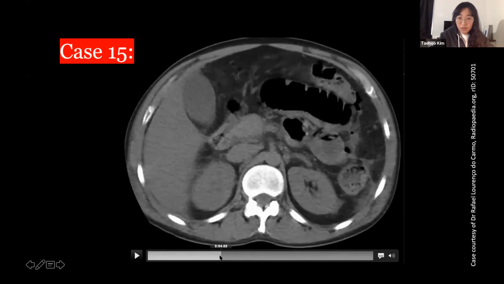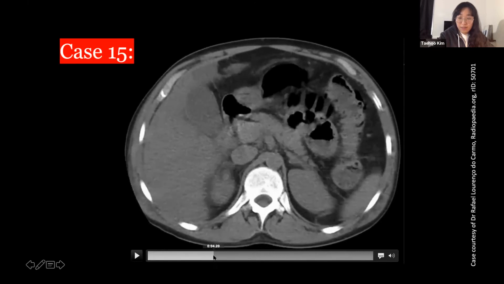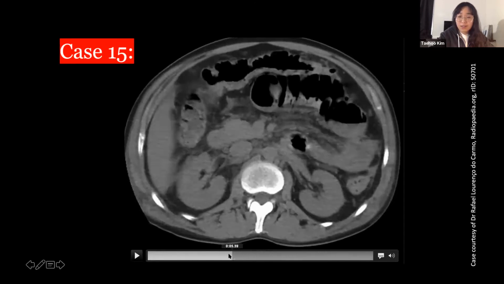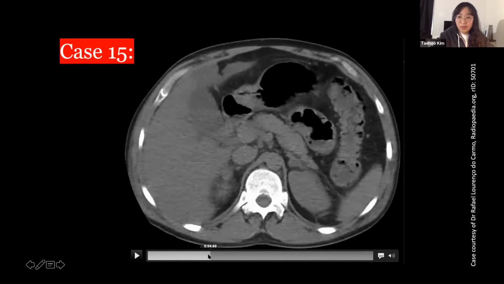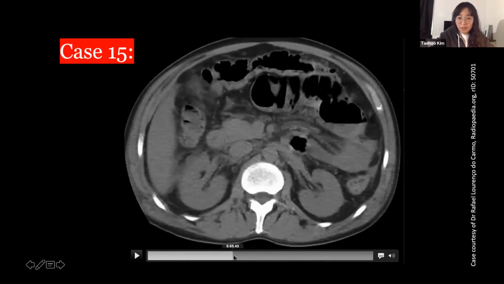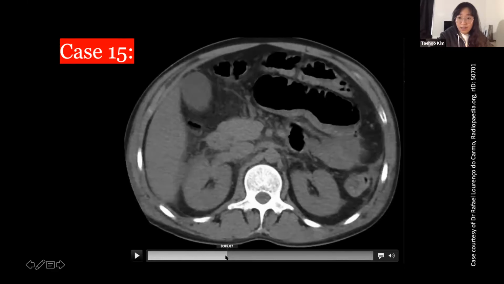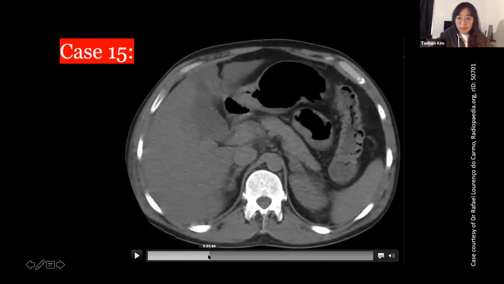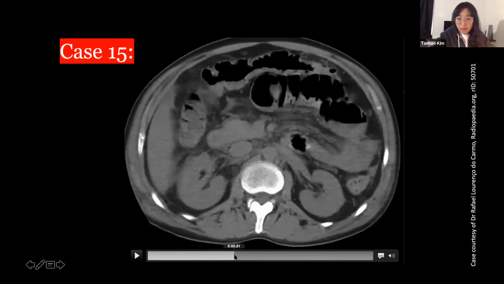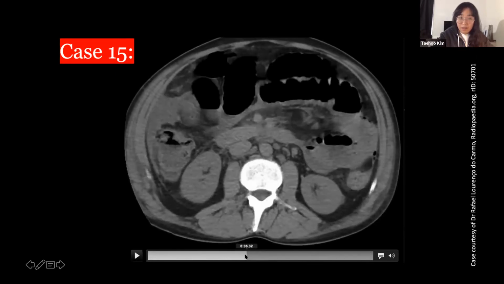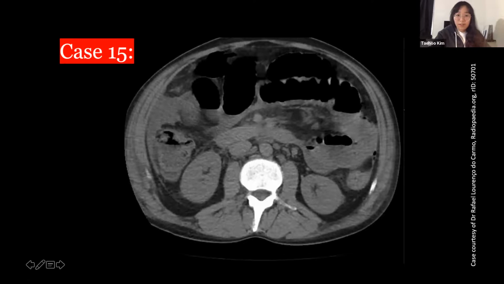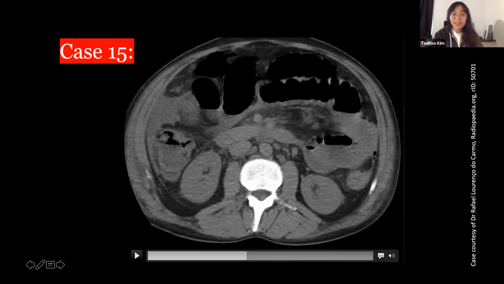And I don't know which score you guys prefer, like the modified Atlanta score versus the Balthazar score. But surgeons like the Balthazar score. So this, with fat stranding and some free fluid around, I'll say at least grade C pancreatitis for this guy. Keep in mind that with grade A pancreatitis, even if the lipase is skyrocketing, we may not see any inflammatory changes on CT. So that's when we say that annoying sentence, correlate clinically.